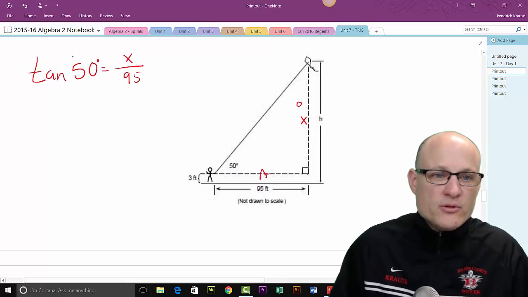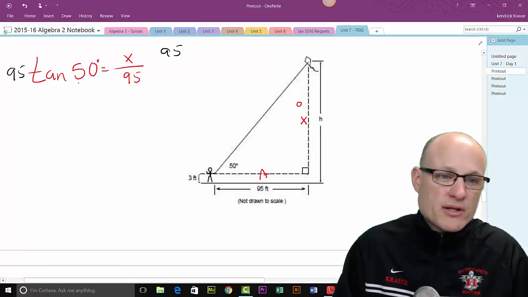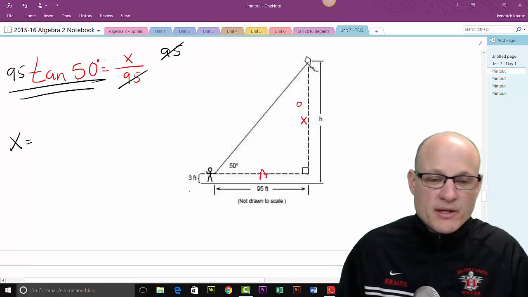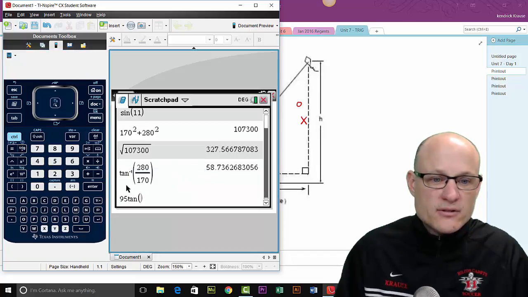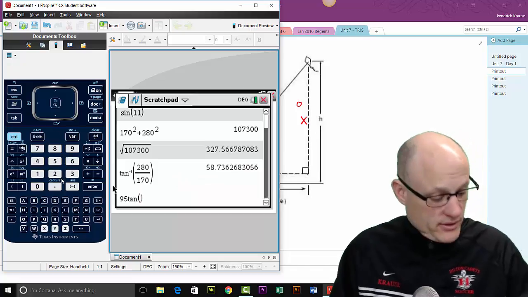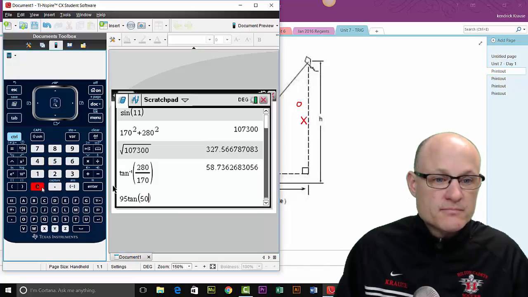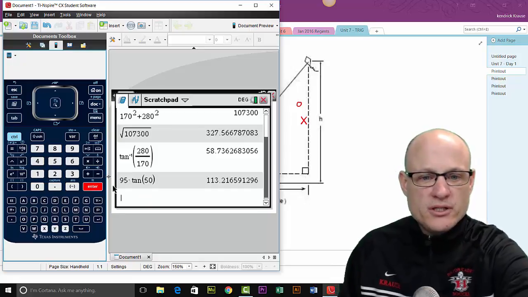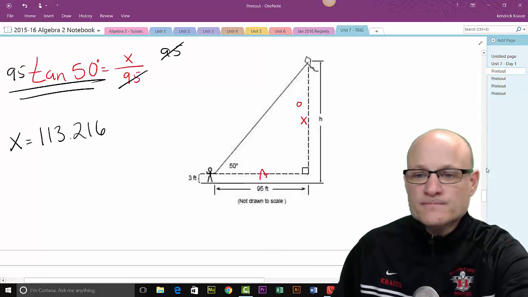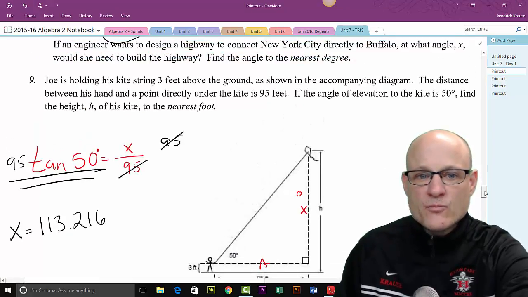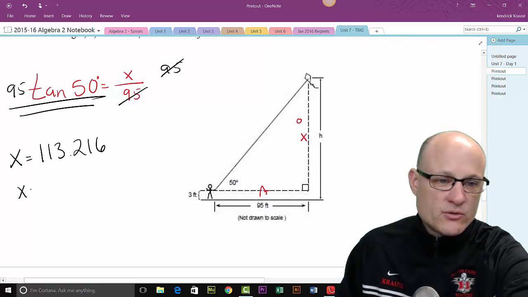I multiply both sides by 95, the same thing on both sides, and I get x equals 95 tangent of 50 degrees. In my calculator, 95 times tangent of 50 degrees equals 113.216. Round it, and there's the foot. So you might say x equals 113.